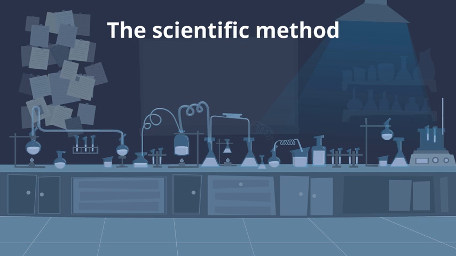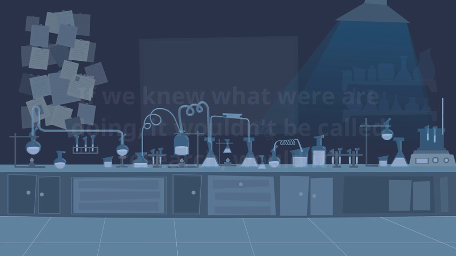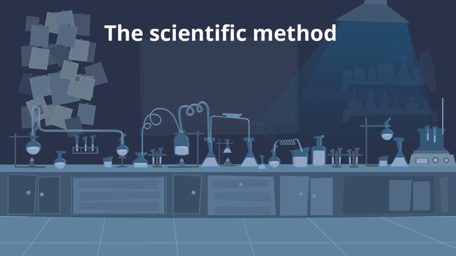Research means studying things we don't yet understand. As Einstein put it, if we knew what we were doing, it wouldn't be called research, would it? So how do you go about studying something that you don't understand? Science's answer to this is to use a structured approach called the scientific method.